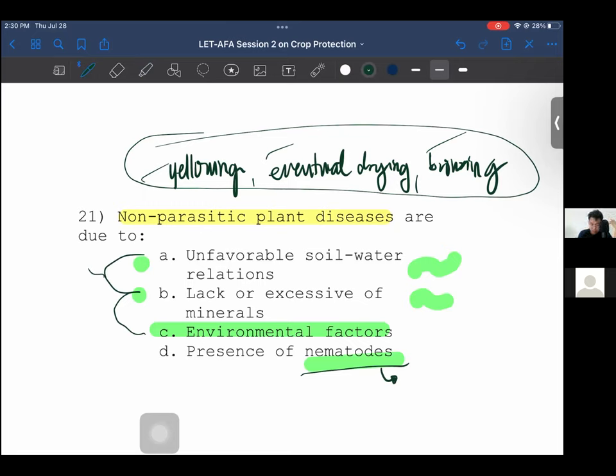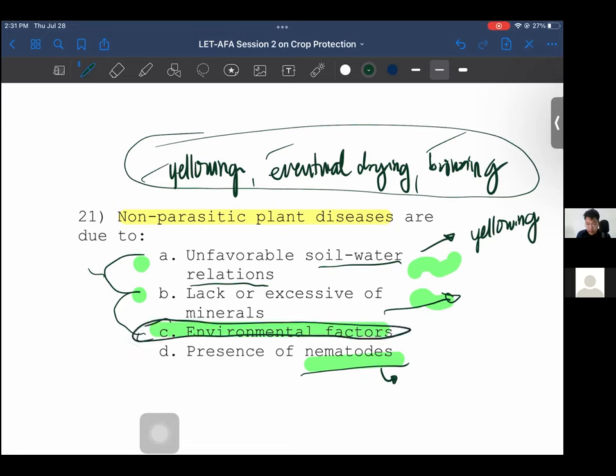Ayan. So, ang soil and water relations, this can be a cause for yellowing lang. Same, sa minerals naman, yes, yellowing din. And browning. Actually, these are all progressive. Pero, ang question kasi is more on a general scope. If we will look at it, non-parasitic plant diseases are due to. So, we will go to the most general na answer, which is environmental factors. Na under niya, ang letter B at saka letter A. So, yeah. I hope that is clear.